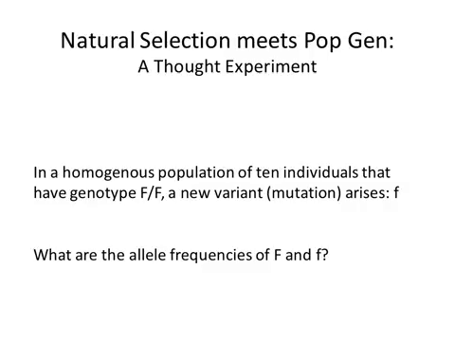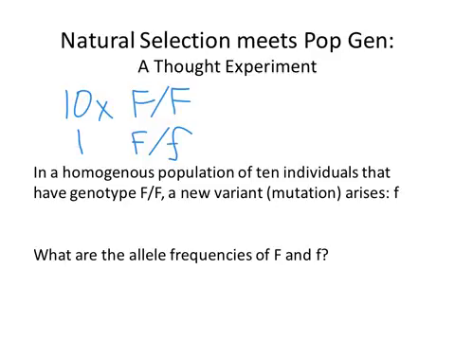So just starting out with a thought experiment. Say you've got a homogeneous population of individuals. So you've got 10 individuals, all of whom have a single genotype, big F over big F. And then you get, say, an 11th person, a new variant or mutation arises in the 11th. So you have 10 individuals that are that genotype. And then a spontaneous mutation happens and you have one individual that's big F over little f. So what's the frequency of little f in the population?